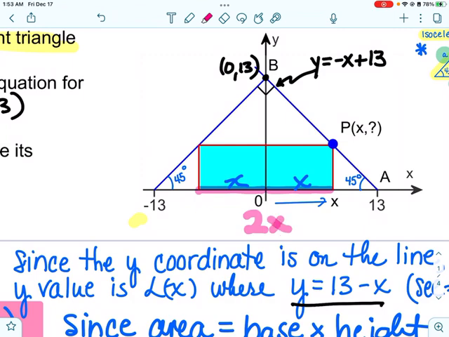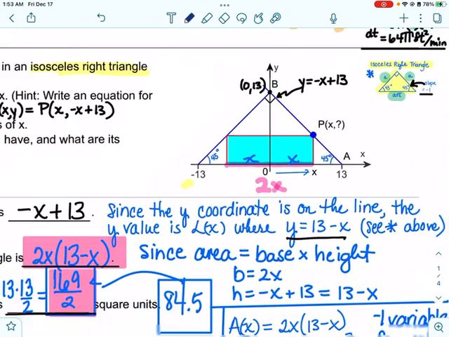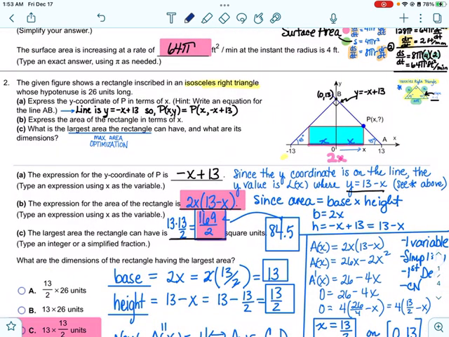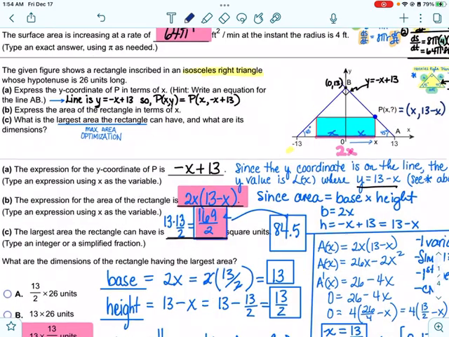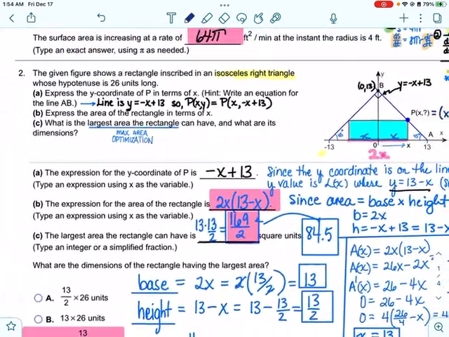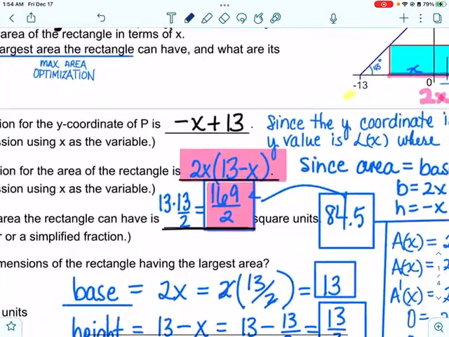Okay, but we need a point y-coordinate up here. So since the line is -x plus 13, or you could write 13 minus x if you wanted to, that's what the y value is when the x is just x. So this point is then going to be x, and then it'll be 13 minus x. Okay? All right, so we got that one. Express the area of the rectangle. We're just going to take the 2x times 13 minus x and multiply them together to get that area expression.